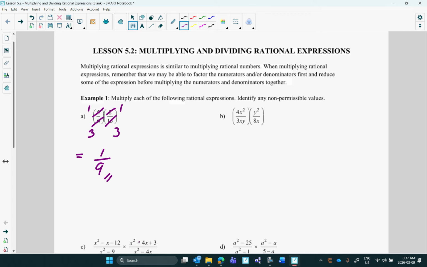Same idea when we introduce variables. Before you reduce, state any non-permissible values. What can't X and Y be? What would make the fractions undefined for X and Y? 0. Because as soon as a 0 goes in for X or Y, you can't divide by 0. So I'm going to rewrite this just to give myself a little bit more space because I'm going to have to do some reducing.